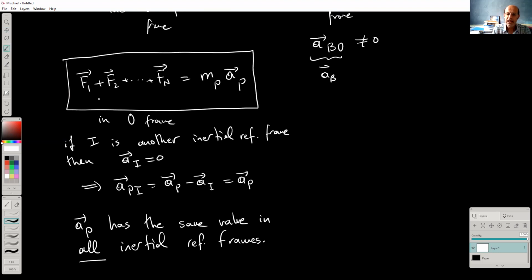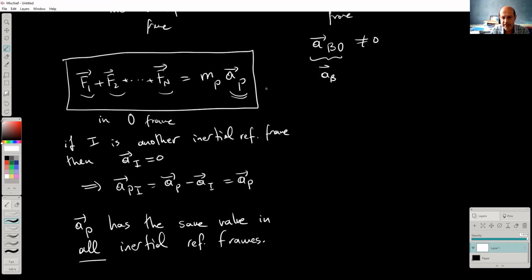If I pass to a different reference frame, the forces are going to be the same. So the net force is going to be the same. And if that different frame is also an inertial reference frame, the accelerations would be the same, so therefore the left and right sides are not different from each other. So as a result, this equation will still be the same in all inertial reference frames. Okay, so just keep this in mind.